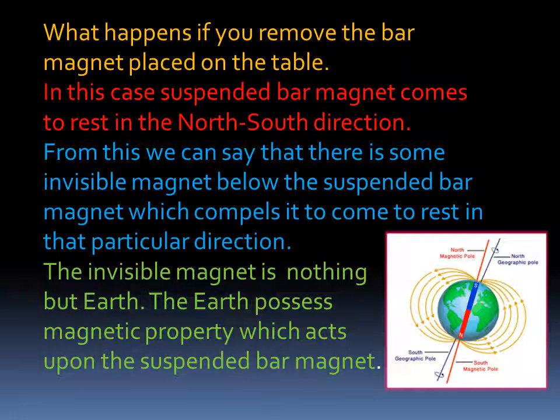The invisible magnet is nothing but Earth. The Earth possesses magnetic property which acts upon the suspended bar magnet. You can see the picture, children. The blue color is south and the red color indicates north, showing that the Earth is acting as a bar magnet.